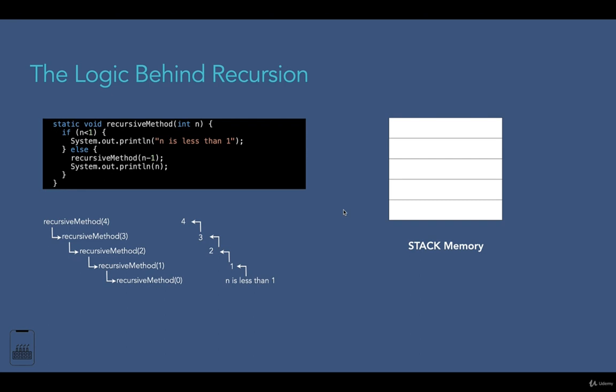This is done by storing methods in the stack, which manages the values based on the LIFO method. LIFO stands for last in, first out.